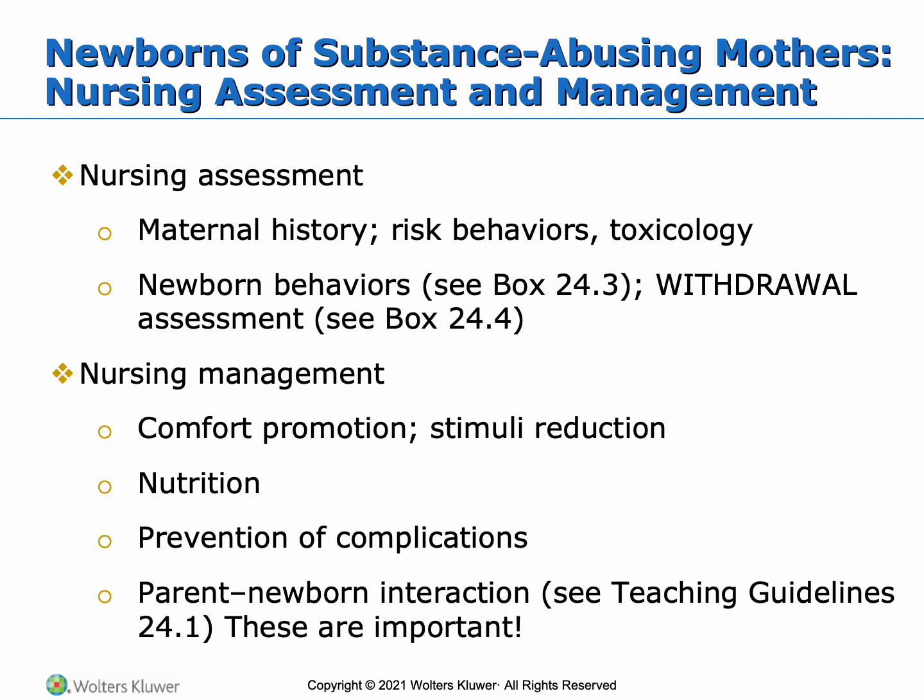Toxicology screening of the newborn's blood, urine, and meconium identifies the substances to which the newborn has been exposed. Urine drug screening identifies only recent substance exposure, whereas meconium samples may reveal exposure from the second trimester to the present.